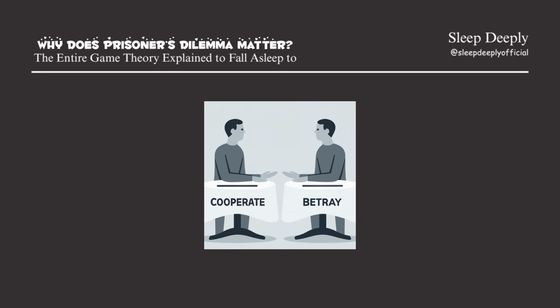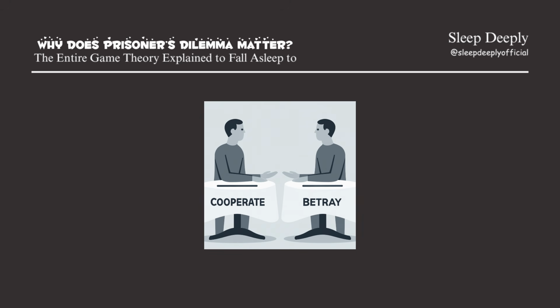Trust could unlock the best outcome, but trust isn't safe here. This is why the prisoner's dilemma is so powerful. It shows how logical decisions can produce irrational results when coordination is impossible. And it's not just theory. The same structure plays out everywhere.